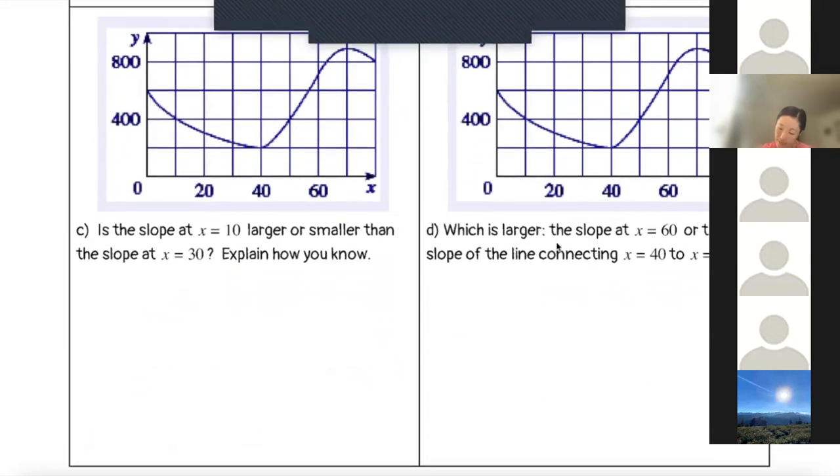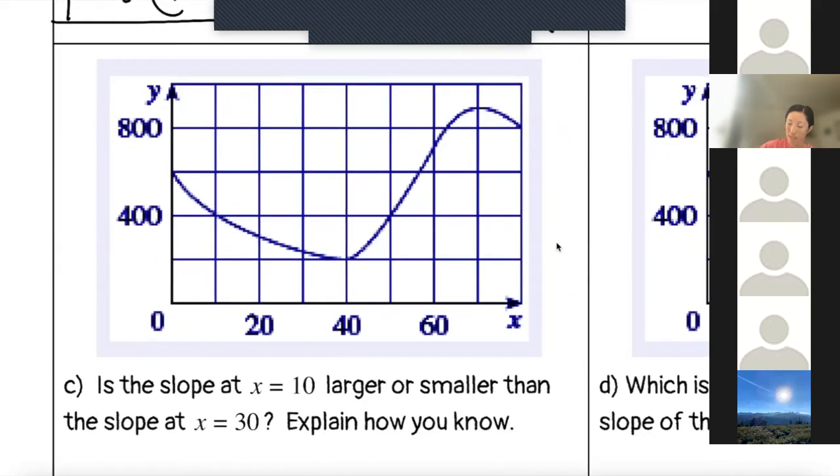And let's see what else we're going to take a look at. All right, so let's take a look at these last two questions here. Is the slope at x equals 10 larger or smaller than the slope at x equals 30? Okay. Now I'm going to zoom in here so we can see this graph a little bit better. Let's pick some colors. So maybe x equals 10 is going to be in orange, and x equals 30 is going to be green.